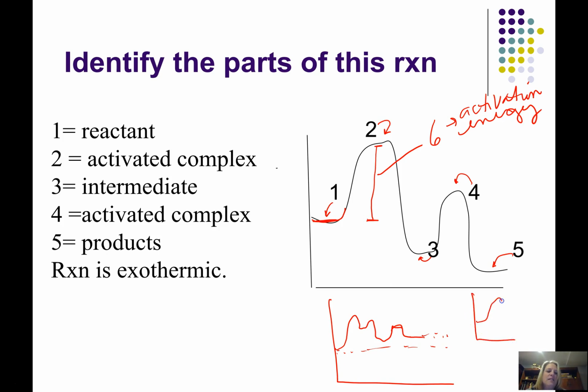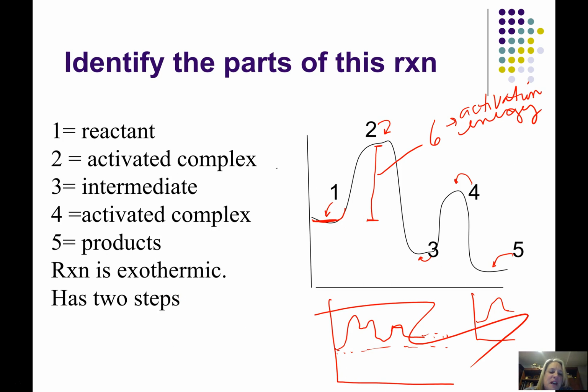Let's try a one-step reaction. That's an endothermic reaction, something that looks clearer than my mountain diagram right there. How many steps is this reaction? Well, you just count the bumps, right? 2 steps. Cool? Got it?